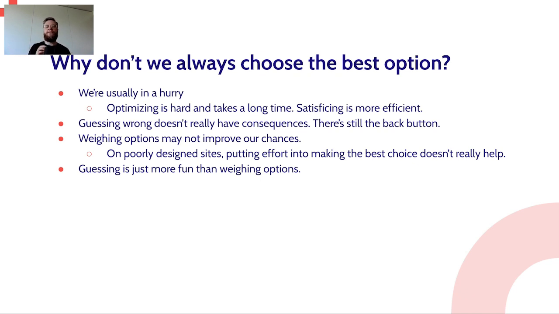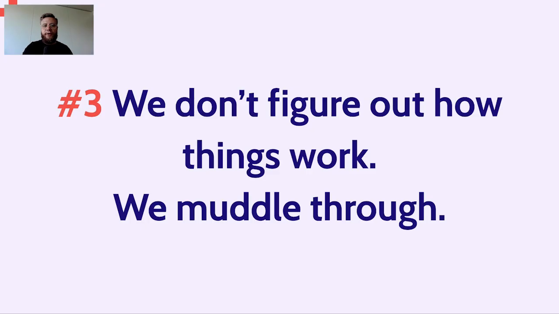Why don't we always choose the best option first? Why don't we put our time and effort into choosing the right option? Won't that be quicker? No, that is not what our brain or our instinct thinks. We're usually in a hurry. Optimizing is hard and it takes a long time. If you pick the wrong option, it doesn't really have consequences. You can still go back. And guessing is just way more fun than weighing options. Weighing options might seem a little bit administrative, while guessing and just clicking around might seem like the quickest option. That's why we do it.